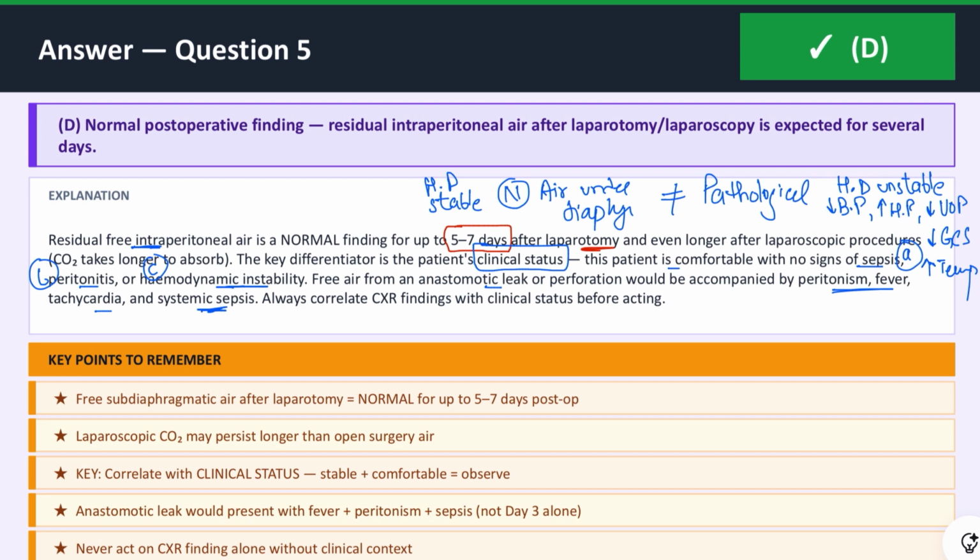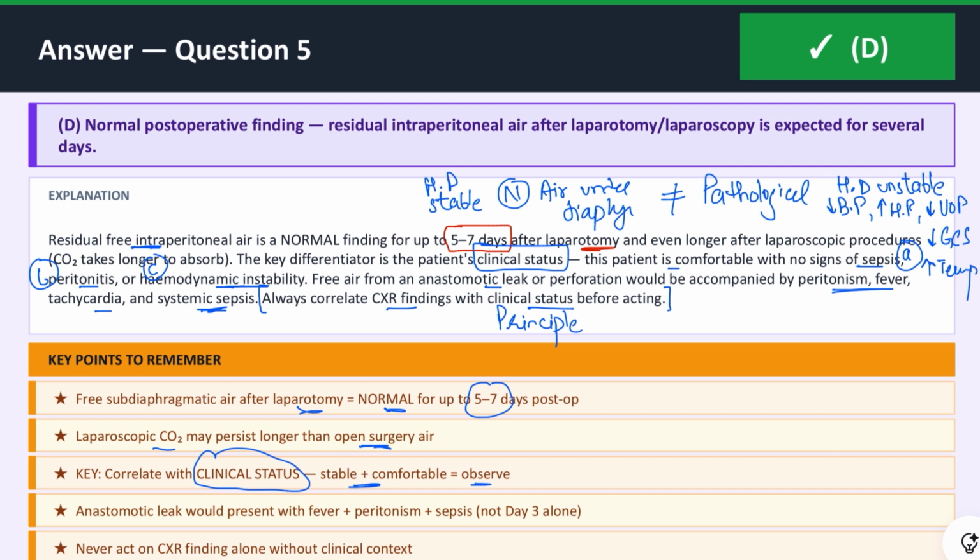Now, always correlate X-ray findings with the clinical status. So, in this scenario, our major principle that we need to focus on is the air under the diaphragm being correlated with the clinical status of the patient. Free air under the diaphragm after laparotomy is normal for around 5 to 7 days, and laparoscopic carbon dioxide may persist even longer than air in open surgery. Now, always relate clinically. If the patient is stable and comfortable, always go with observation.